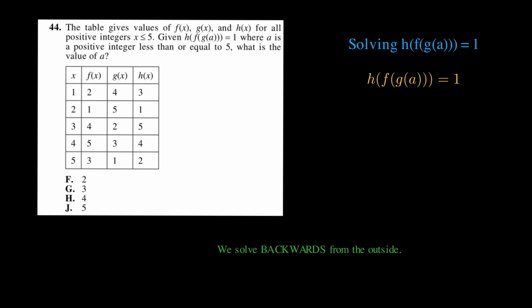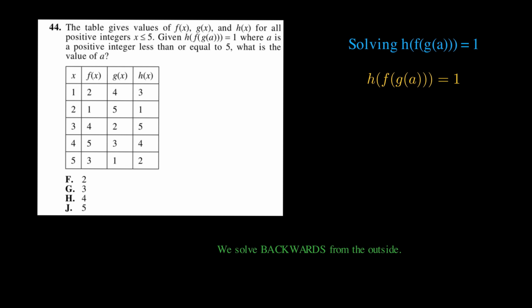First, we put a into g. Then, whatever number comes out goes into f. Then that result goes into h. And the final result equals 1. So the chain looks like this: a to g to f to h to 1. But solving forward is hard. So instead, we go backwards, because we already know the final answer is 1.